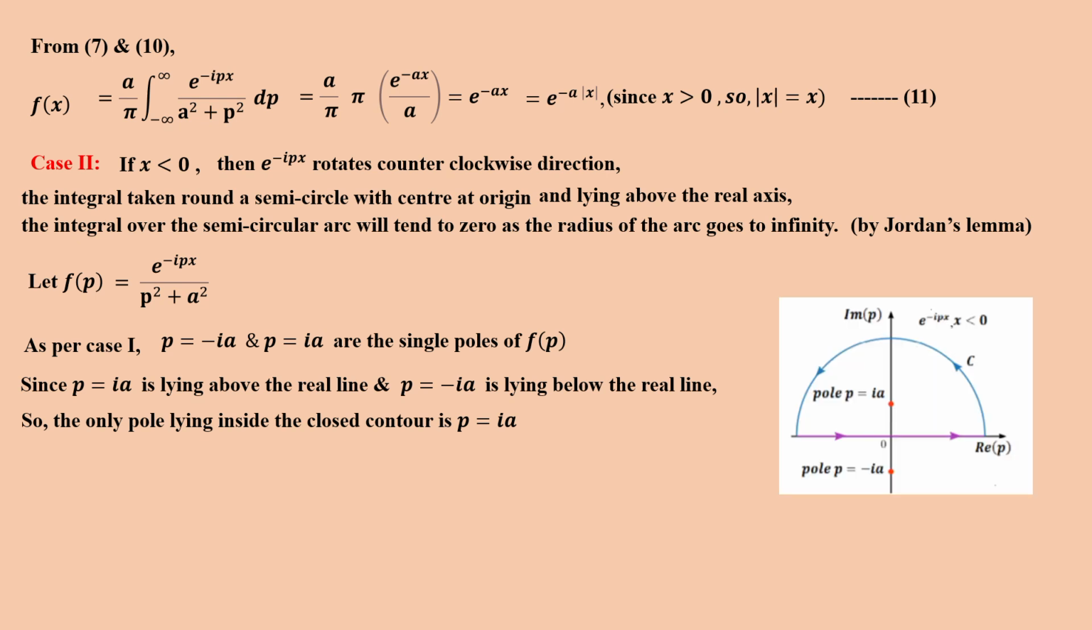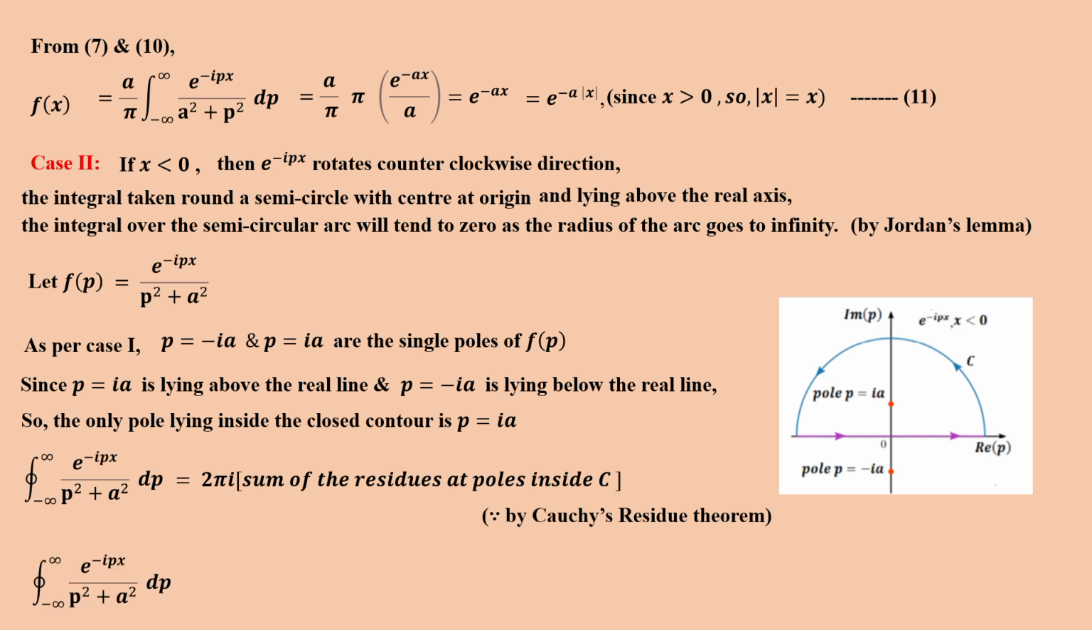So we are going to find the residue. Before that, using Cauchy's residue theorem, we know the integral from minus infinity to plus infinity of e power minus i p x by p square plus a square dp is equal to 2 pi i into the sum of the residues at the poles inside the C. There is only one pole, so that is equal to 2 pi i times the residue at the pole p is equal to i a. Now we are going to find the residue at the pole p is equal to i a.